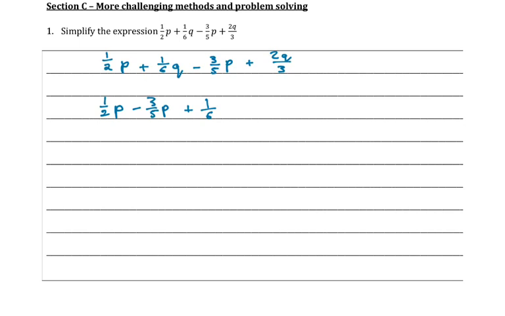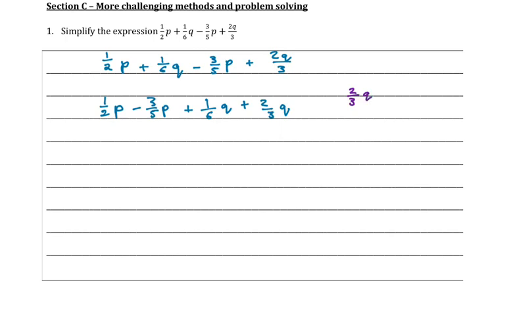I'm not going to change it yet. I'll rearrange. So we have a half p subtract 3/5 of p. So I've moved the term there, which is negative 3/5 of p. And then I'll write this final term as 2/3 of q rather than 2q over 3. And just to check you agree that I can do that, 2q over 3 is indeed 2/3 of q.